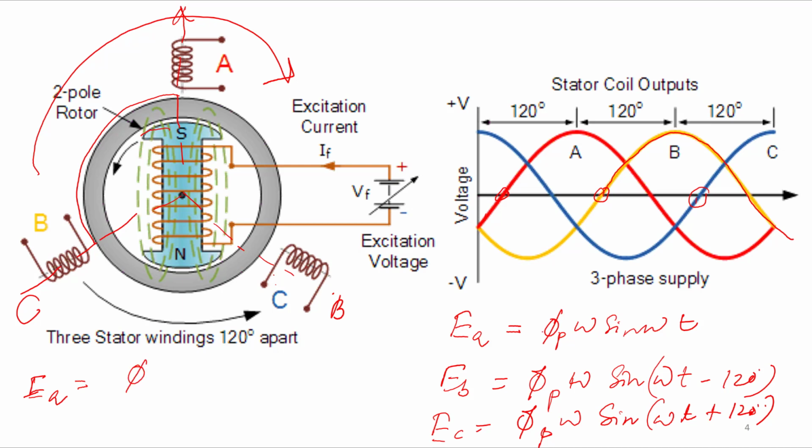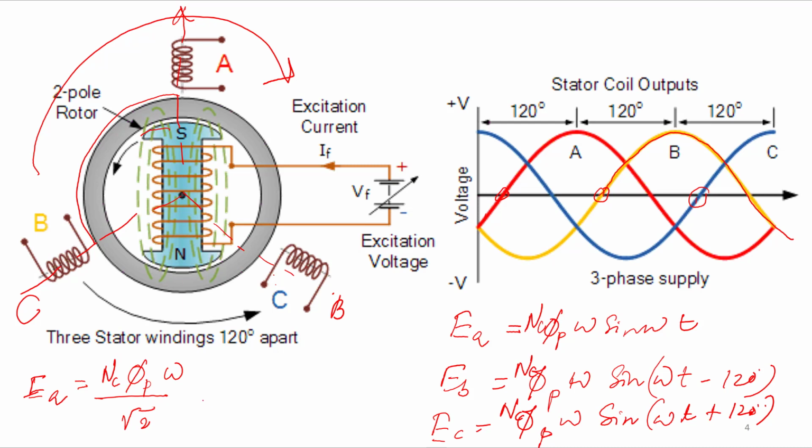This is for each coil. Now for NC number of coils, it will multiply NC in each of the phase voltages, right? So it will be the number of coils per phase. So then it will be NC phi p omega by root 2. It will be the RMS value, right?